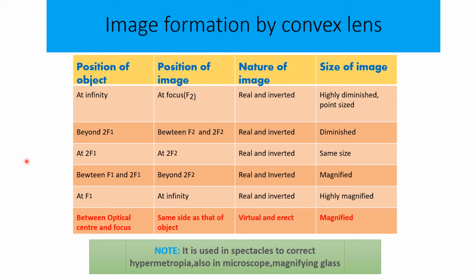Now 2f, this you should remember as a landmark, right? When the object is at 2f, what does that mean? When the object is at 2f, the image is also at 2f. Now since the position of object and image is the same, the size is also the same. So the size of the image is the same as that of the object, right? Again, since the light rays are actually meeting, it's going to be real and inverted.